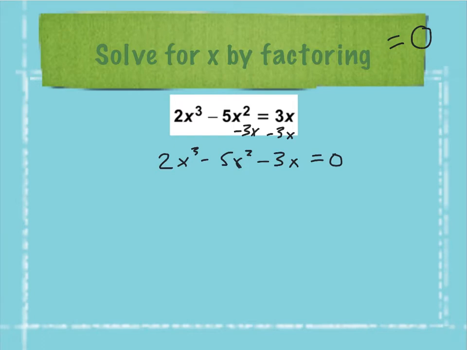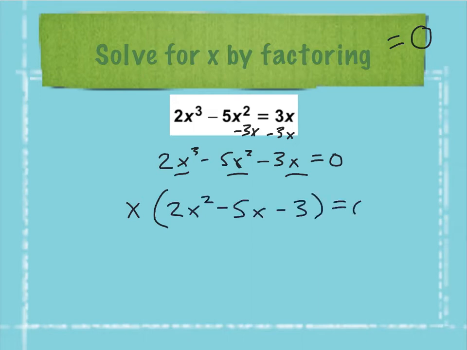So now we can pull out any common terms that we have. So since we have an x in all three of these, we can take out an x. And we have left 2x squared minus 5x minus 3. And now we have an x squared term in here, so we can just factor it like normal. So how would we factor 2x squared minus 5x minus 3?